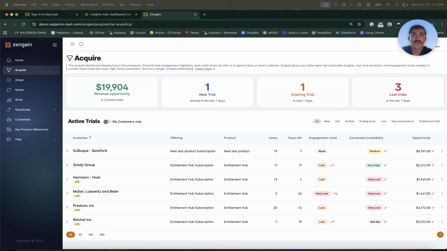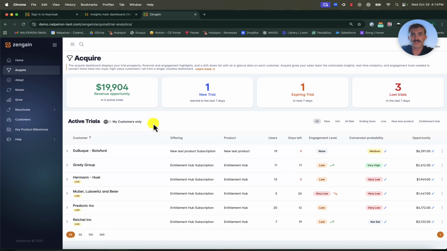Let's look into how a salesperson can spot a stalled trial. These are the trials that have gone quiet. They have low usage, low engagement, and low odds of converting. To find them, we'll go to the Acquire module right here, and then we'll scroll down to our active trials.